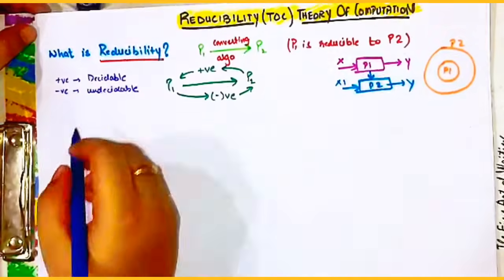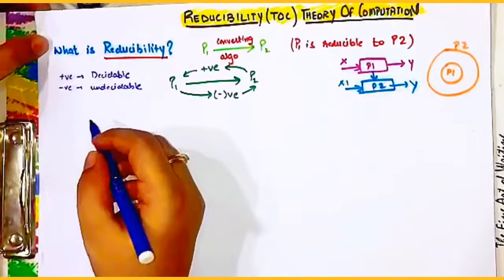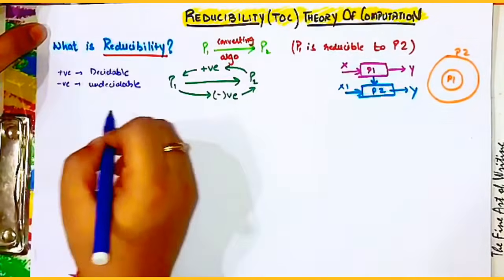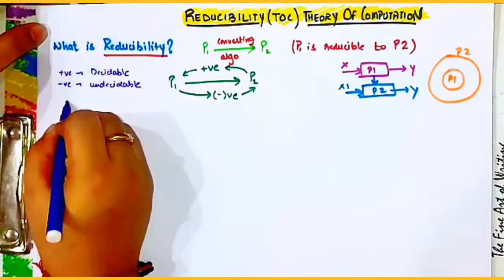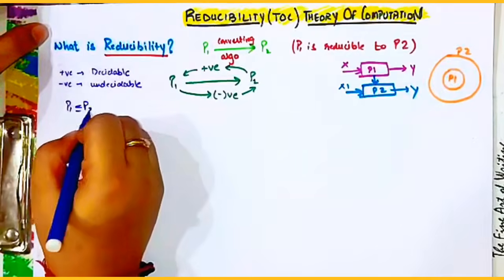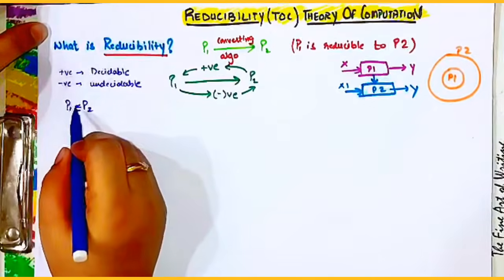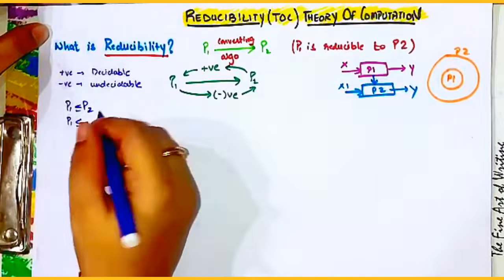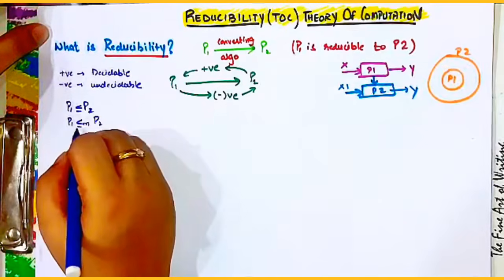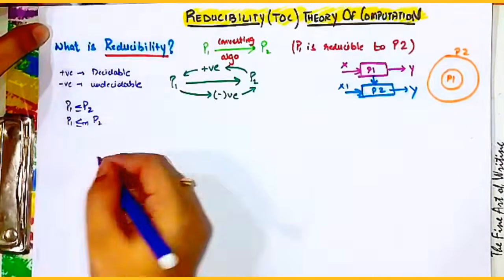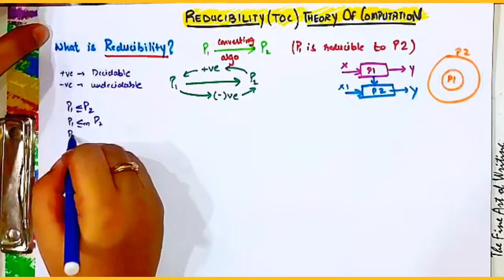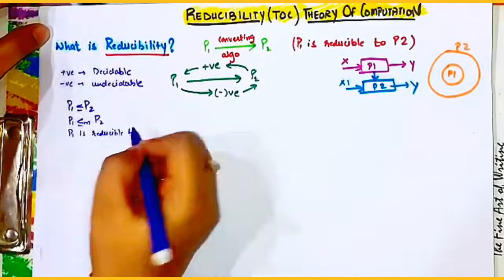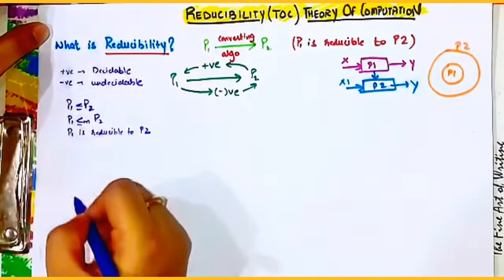But before that, I will tell you some representation by which we can write the reducibility thing. Means in a question you will find it written like P1 ≤ P2. This symbol means P1 is reducible to P2. Sometimes you will also find it with an m subscript, which means P1 is many-to-one reducible to P2. You will also find it written as P1 is reducible to P2 and many more representations.